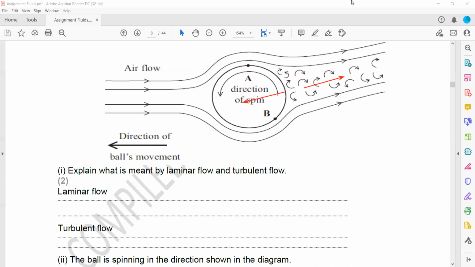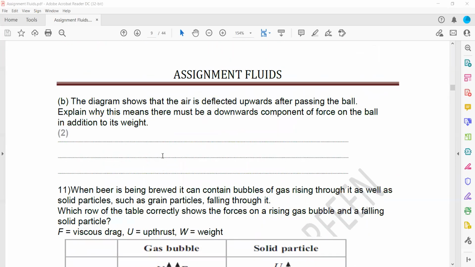The same thing happened here. The air particles are moving up. As a result, according to Newton's third law, the air particles will apply a downward force. Weight is already acting downward, and there is also a force due to the Newton pair force. That is also acting downward, which will be an additional part to the downward component. So when we write the answer, the air is deflected upwards. If a ball is pushing the air up, the air particles will push the ball downward.